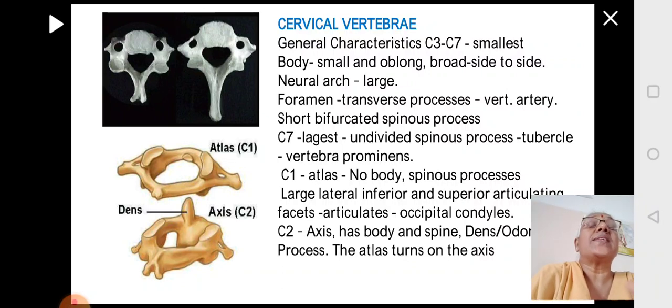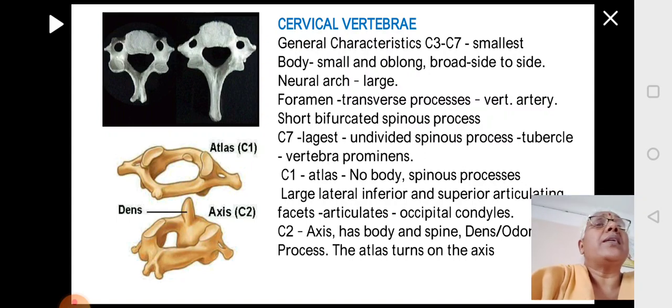Then it is enclosing the neural arch. The neural arch will be the largest in cervical vertebra 1. Then as you go down the vertebral column, it becomes smaller and smaller. The body of the vertebrae goes on increasing in size, whereas the neural canal will go on decreasing in size, and it is biggest in cervical vertebra 1, that is the atlas. But the atlas has a body which is greatly reduced.